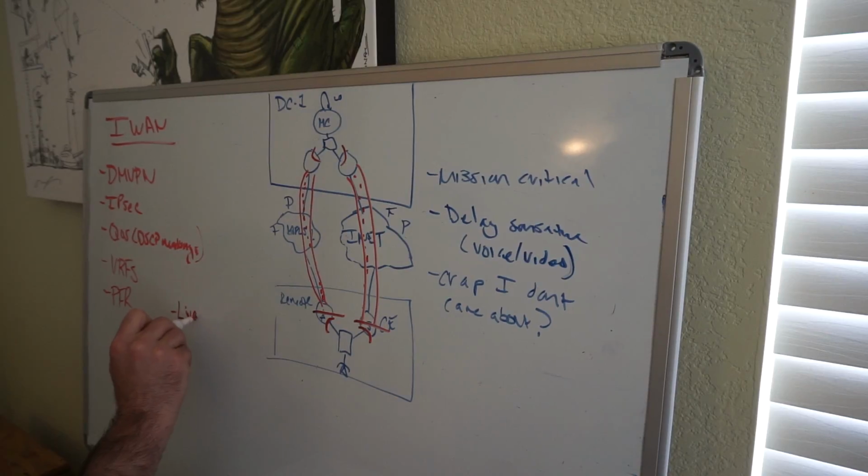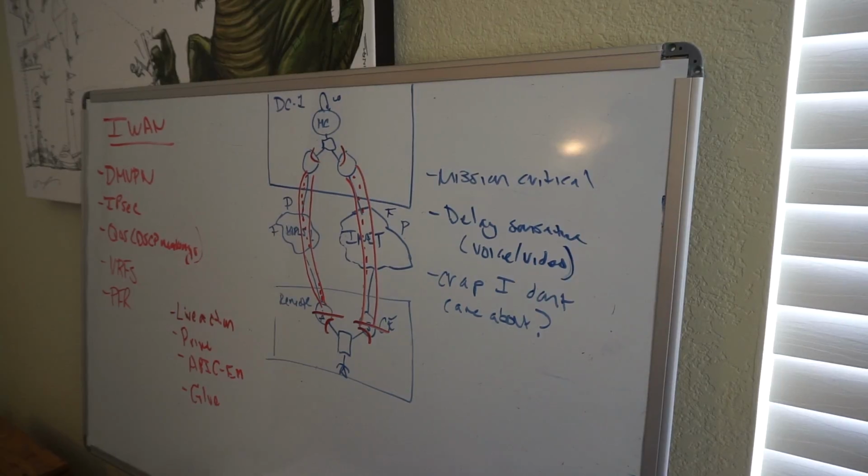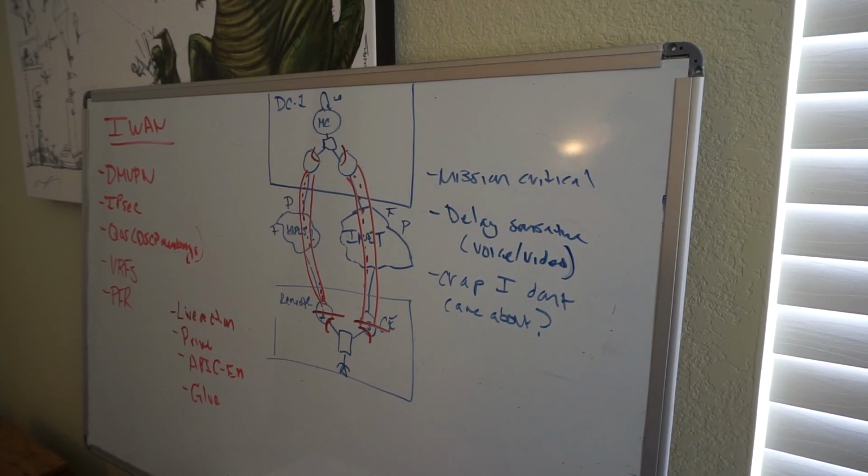So we have LiveAction, we have Prime, we have APIC-EM, we have glue. So LiveAction, most people who deploy IWAN, and even Cisco themselves, would say that if you have an IWAN deployment with anything more than like 10 spokes, you should go with LiveAction.